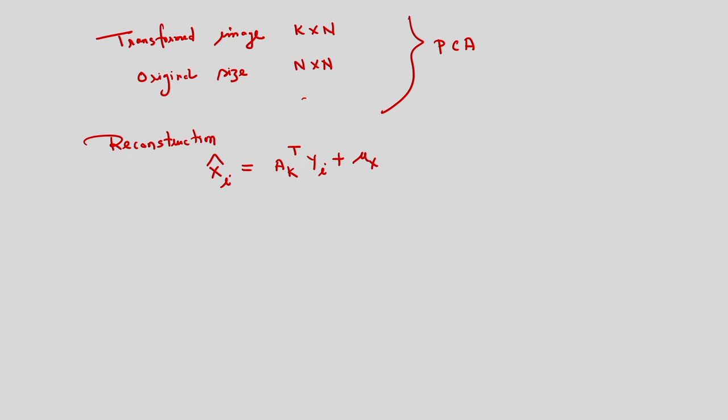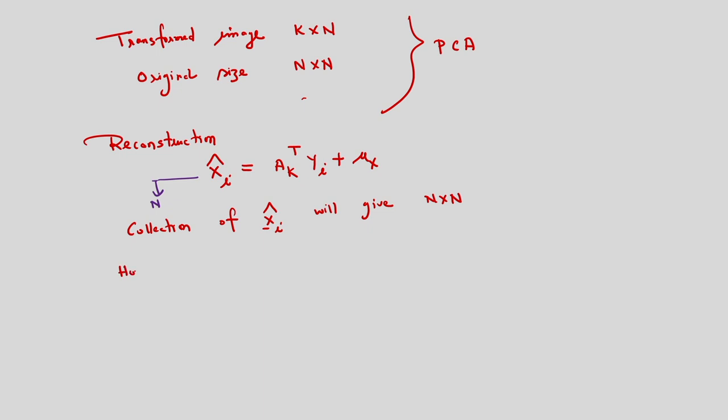So we are determining the xi. The collection of all the xi's will give the image of dimension n cross n. That is the reconstructed or the approximate image. The dimension of xi was n. So this collection of all the xi's will give the reconstructed image of the size n cross n. So you can see how to reconstruct the original image.